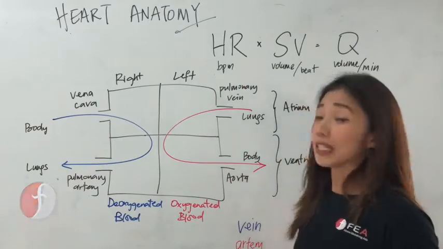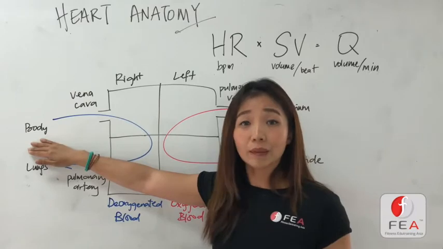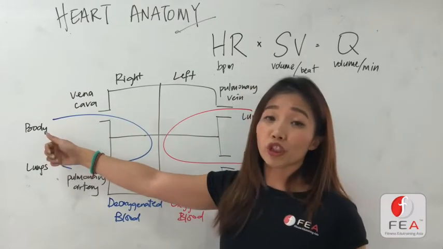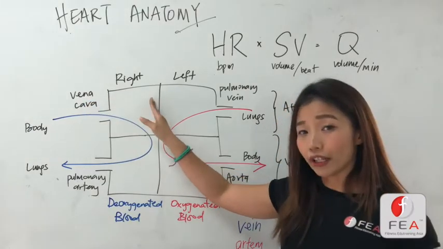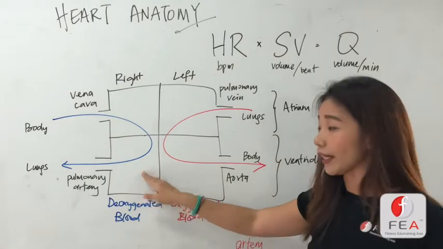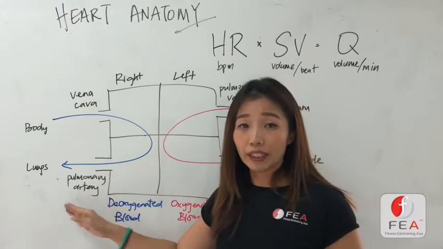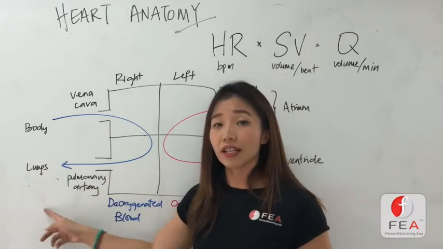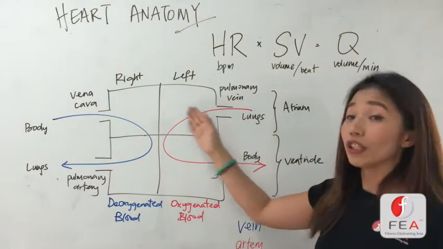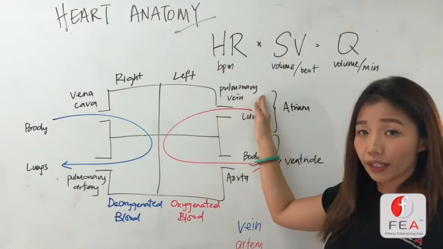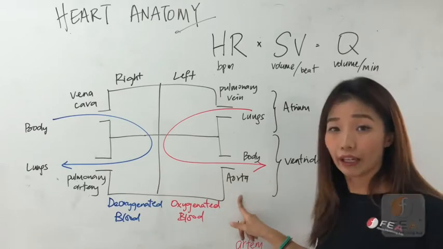What you can see here is that once the body cells take up all the oxygen from the blood, it is transported back to the heart through the vena cava, which is a vein. It goes into the right atrium, then to the right ventricle, and is pumped out through the pulmonary artery. With this deoxygenated blood, your heart will pump it to your lungs, because that is where it's going to get the oxygen. And once it gets the oxygen, it goes back into the heart through the pulmonary veins, into the left atrium, to the left ventricle, and out from the aorta.